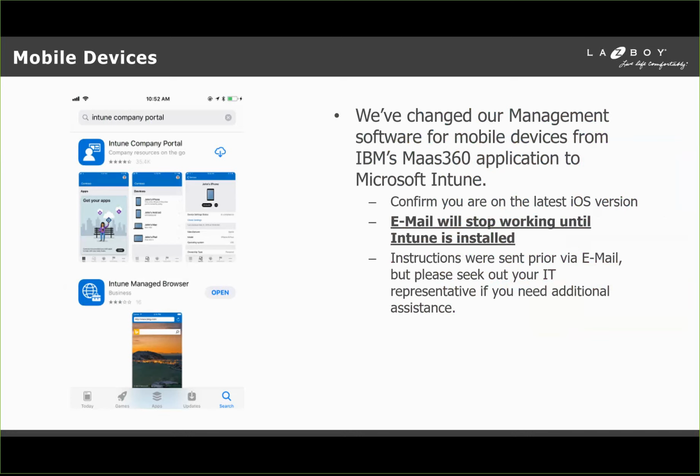Once you click on that and install it, you'll basically sign in with your 365 account, which is username at lazyboy.com, and then your password. And it kind of walks you through exactly what to do once you get that far. So as long as you remember to go to the App Store, download Intune, the app will walk you through automatically on what you have to do to set it up. And once you set that up, then your corporate email will start functioning just like it did prior to the migration.